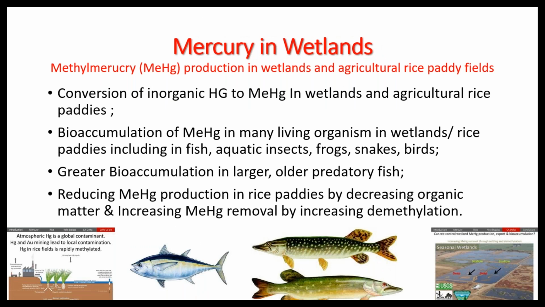I can say that perhaps the most important pollutant in wetlands, as well as in rice paddy fields, is mercury. That's because mercury in the wetlands and also in agricultural rice paddies changes to methylmercury. And methylmercury has the ability to bioaccumulate in the bodies of living organisms in wetlands: in fish, aquatic insects, frogs, snakes, birds, etc.